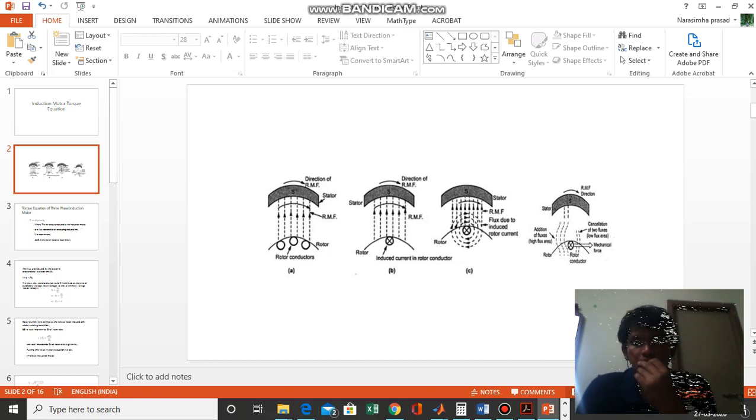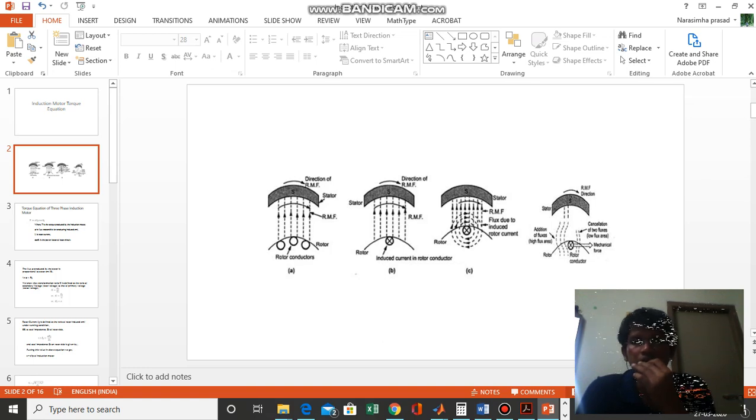Whenever the rotor starts rotating, there should be a torque. Only when there is some torque is it possible to move the rotor conductor like this. Then what is the expression for the torque? Basically, torque is proportional to flux and armature current. Flux means the flux generated by the rotating magnetic field, and current is the current passing through the rotor conductors.